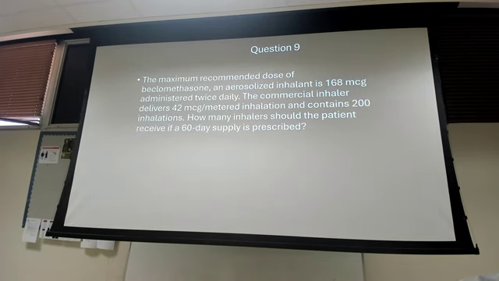So now we have a recommended dose of beclomethasone, which is an aerosolized inhalant, of 168 micrograms administered twice a day. The commercial inhaler delivers 42 micrograms per metered inhalation and contains 200 inhalations. How many inhalers should the patient receive if a 60-day supply is prescribed?